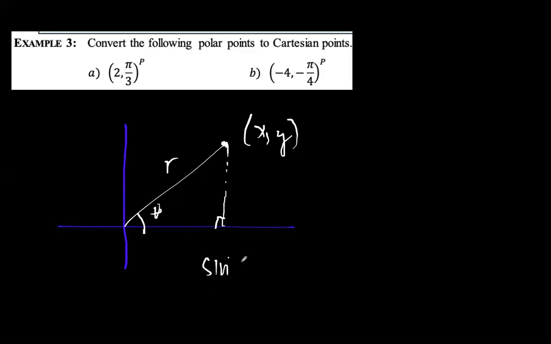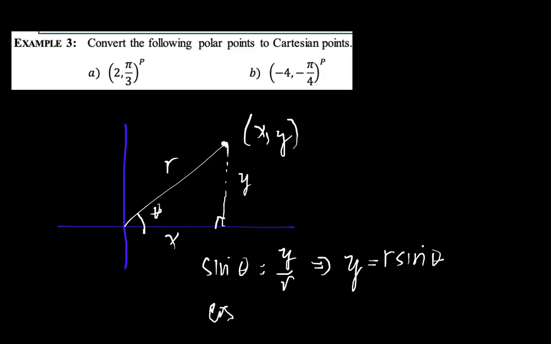sine theta is equal to, this is our y and this is our r. This is y over r. So we could say that y is equal to r sine theta. And for cosine theta, that's just x over r, and we can express x in terms of cosine theta and r. So x is equal to r cosine theta.